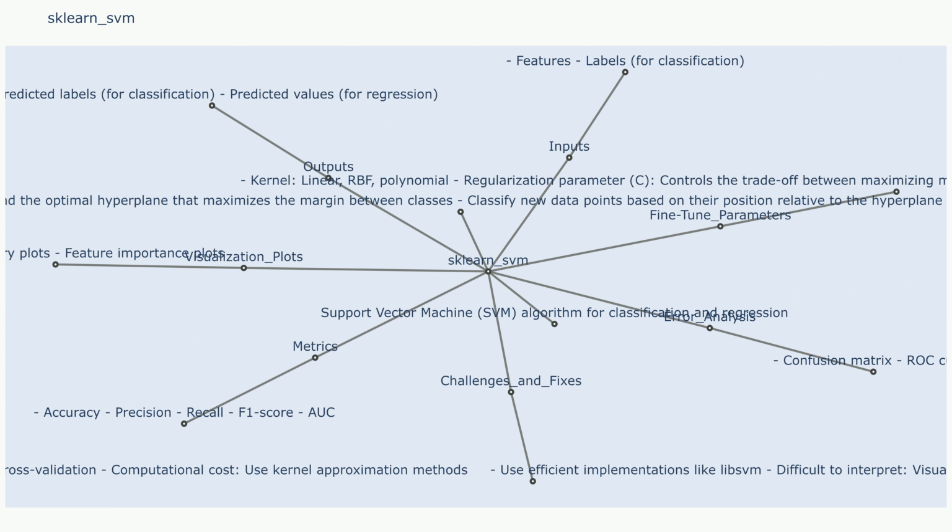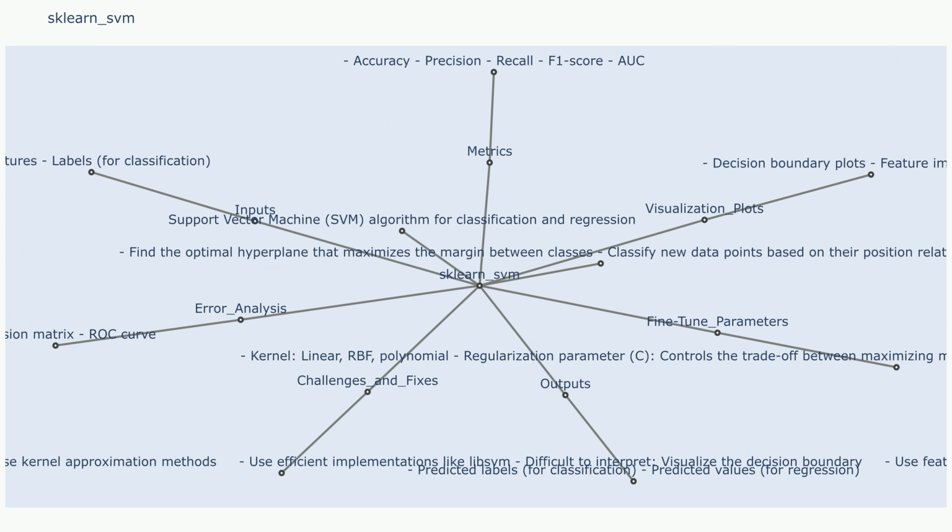Step 2. Explain in detail model training. The SVM algorithm is trained on the preprocessed training data. During training, the algorithm searches for an optimal hyperplane that separates the different classes for classification or predicts the target values for regression.